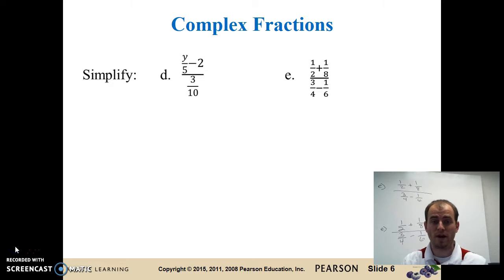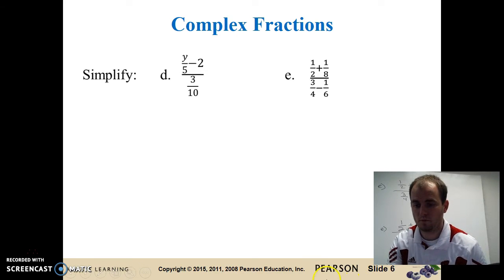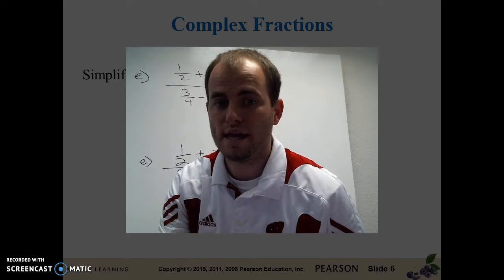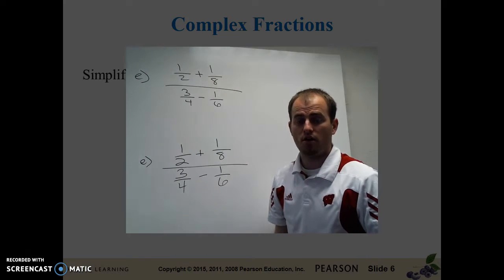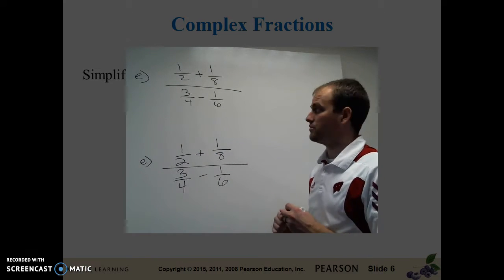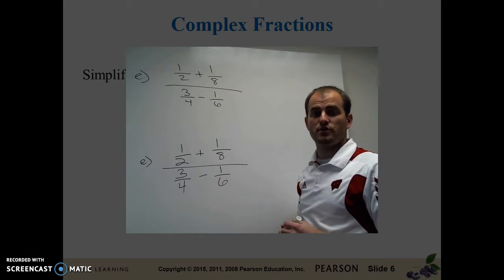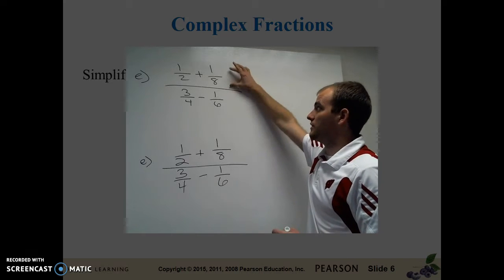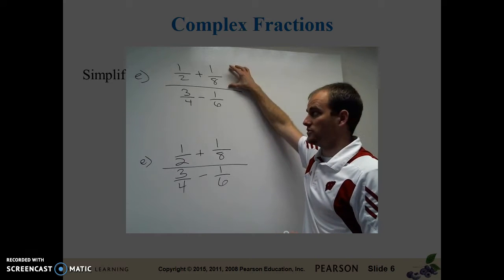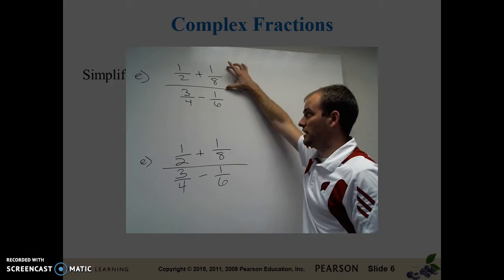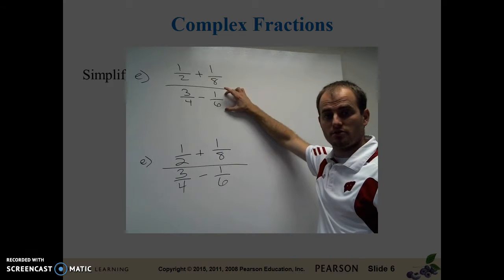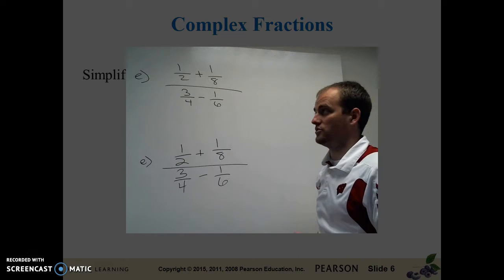So I'm going to teach you 2 ways to do this. One way is going to be the long way. I'm going to call the second one the shortcut. So first of all, let's look at letter E. 1/2 plus 1/8 all over 3/4 minus 1/6. So we're going to do this problem twice using 2 different methods. So one method is just to do it out with all the fractions. First, add the numerators together, subtract the denominators, and then flip and multiply like we just learned.